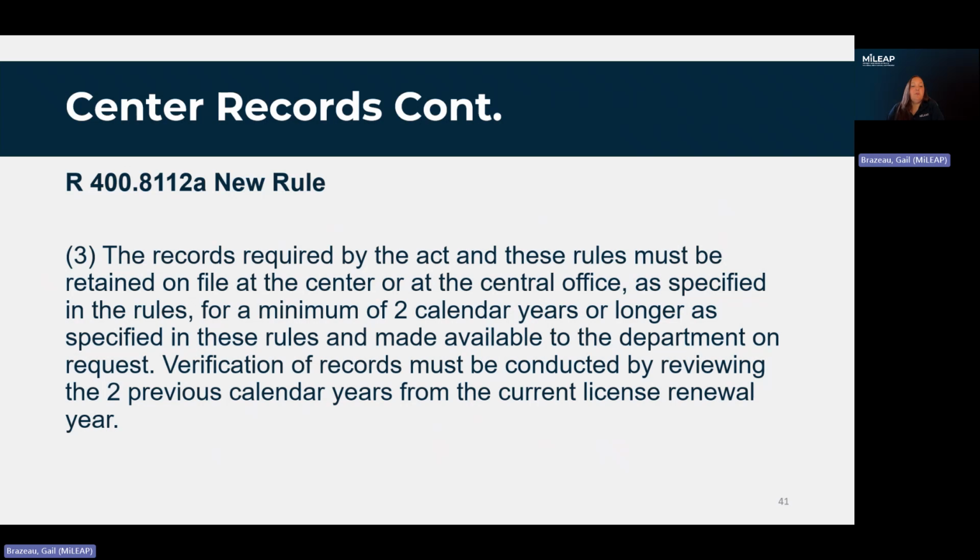Subrule 3 is also a new rule. The records required by the Act in these rules must be retained on file at the center or at the central office as specified in the rules for a minimum of 2 calendar years or longer as specified in these rules, and made available to the department upon request. Verification of records must be conducted by reviewing the 2 previous calendar years from the current license renewal year.